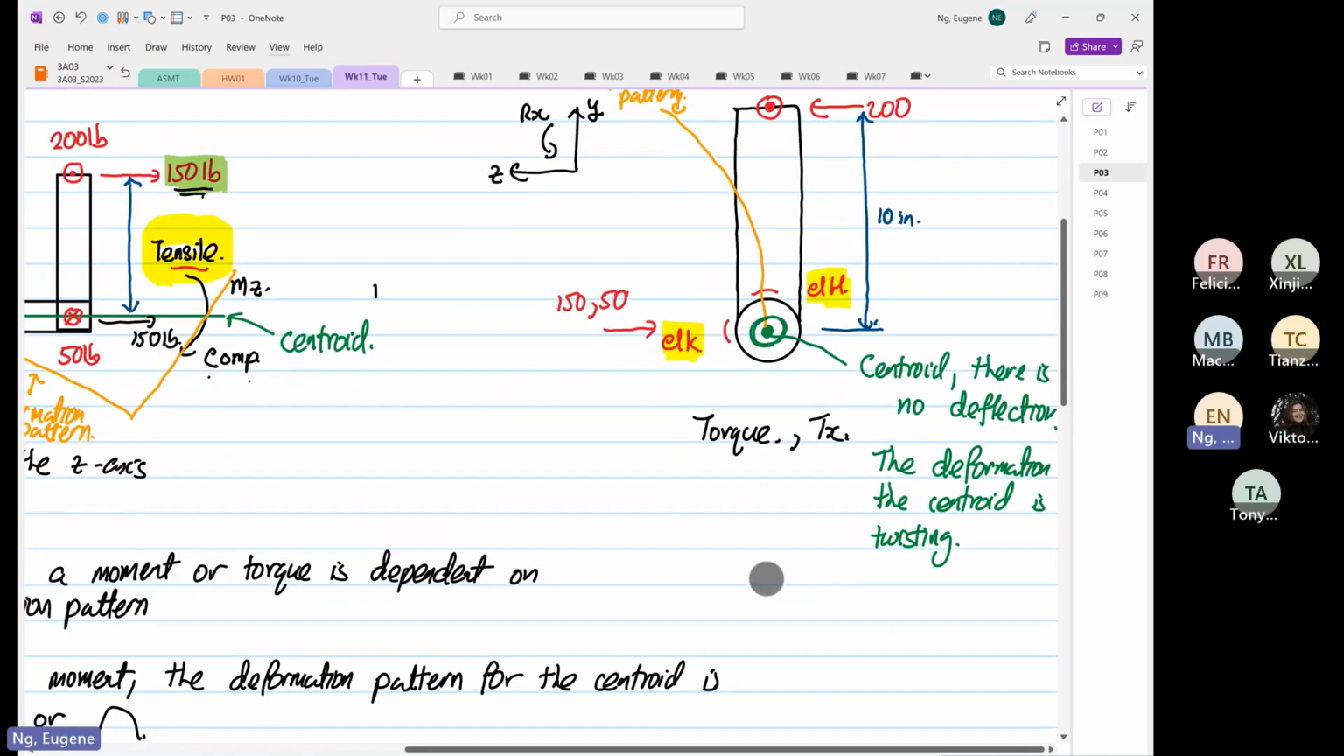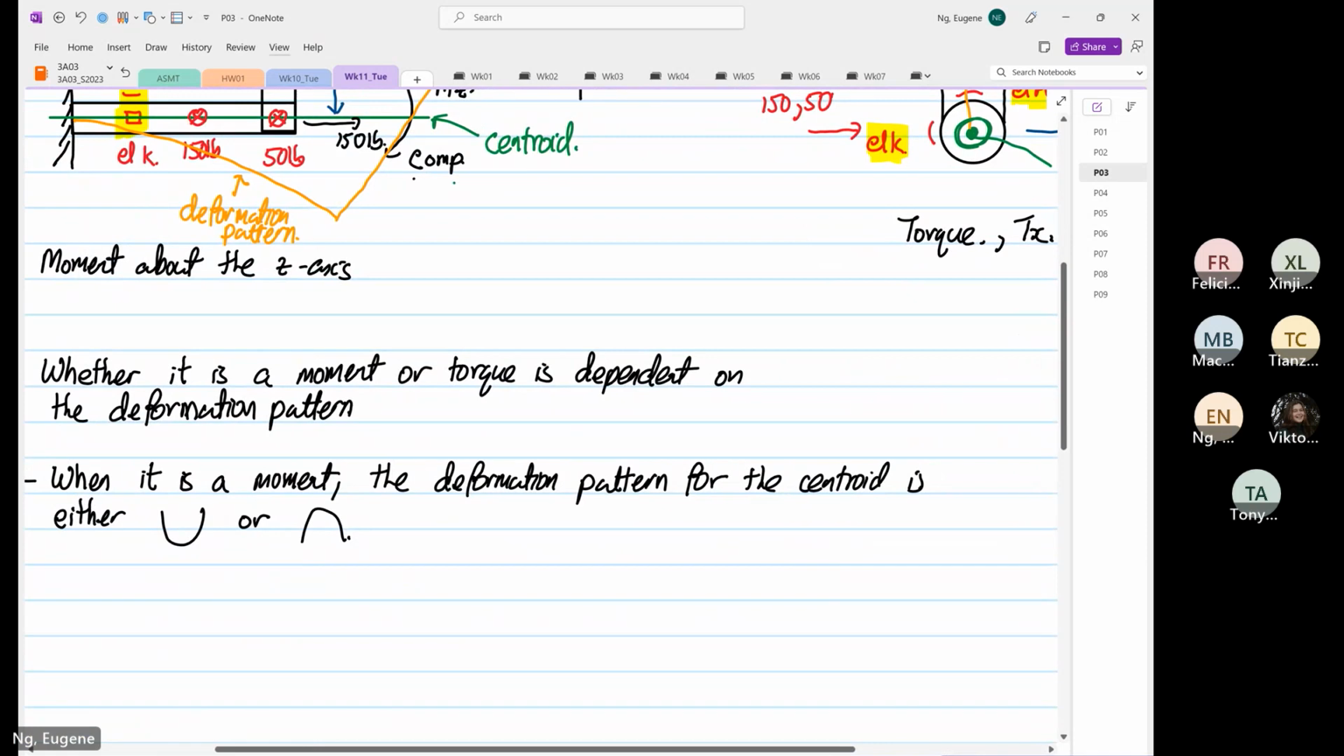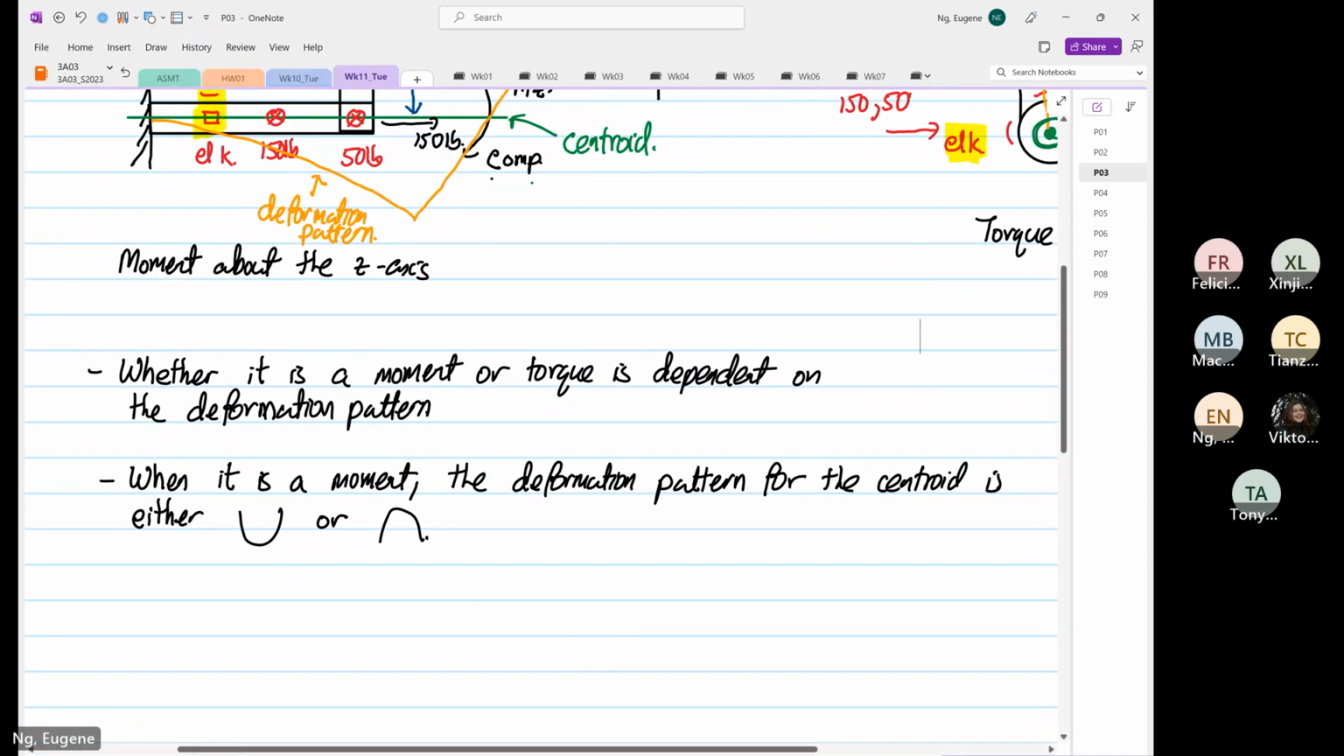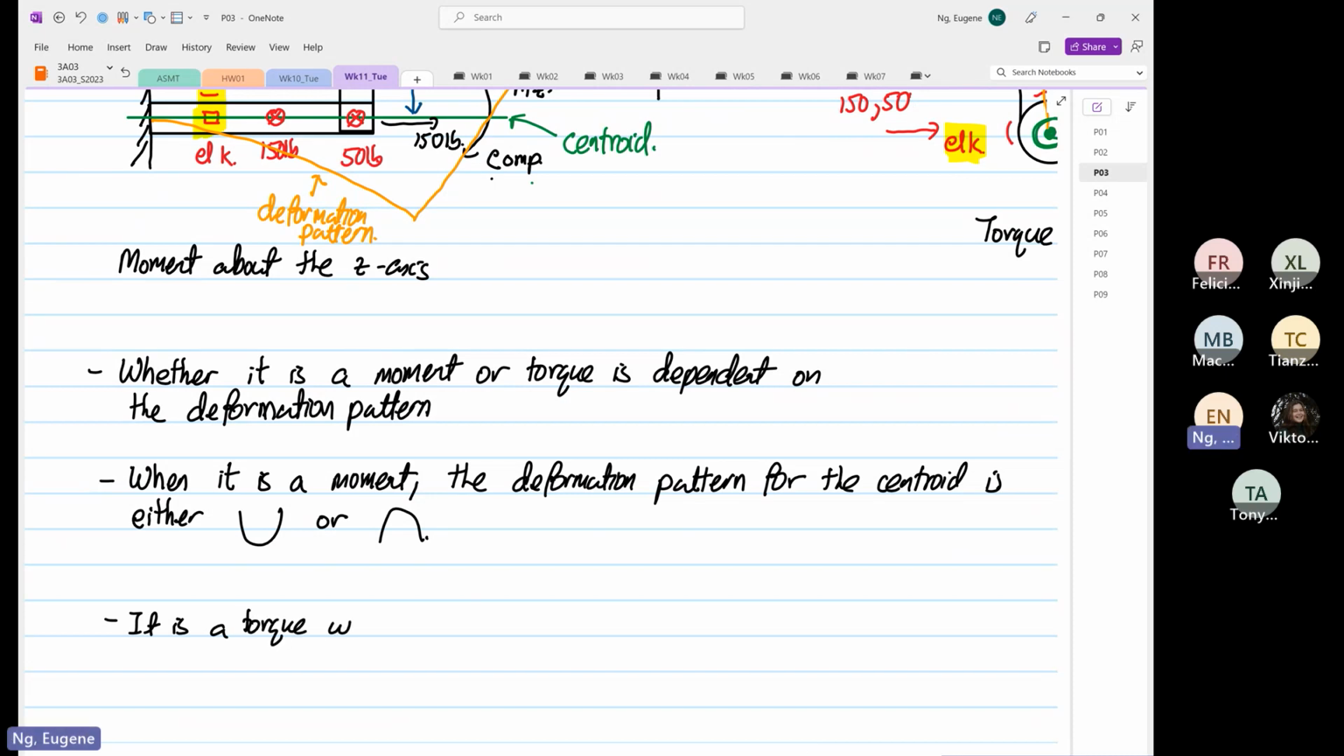Okay, so that is what we call torque. So when it is a torque, the centroid position does not move, or the deformation is not at all, and the deformation is by twisting.